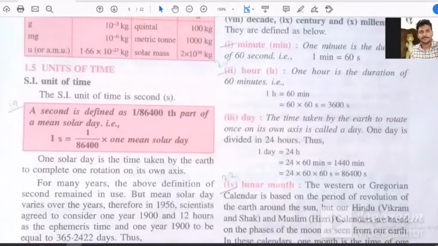Okay, so ready everyone? Fine. We'll begin with the topic unit of time.